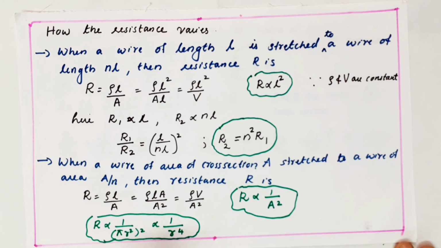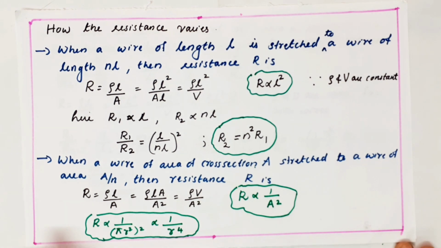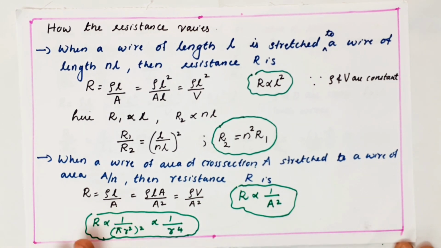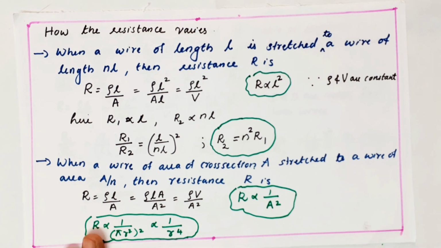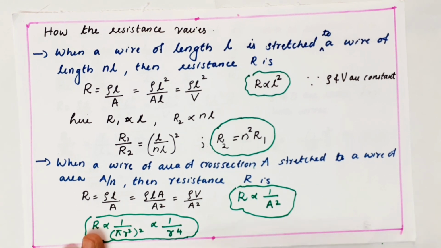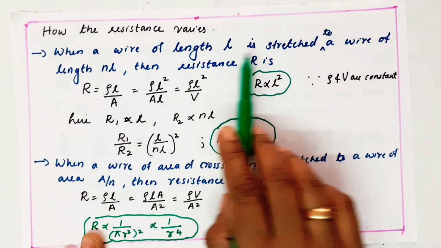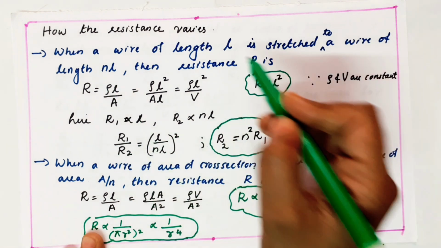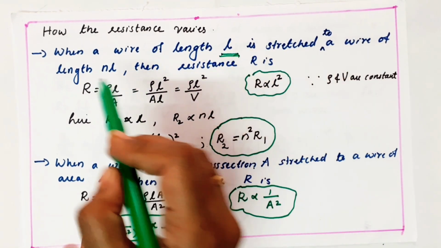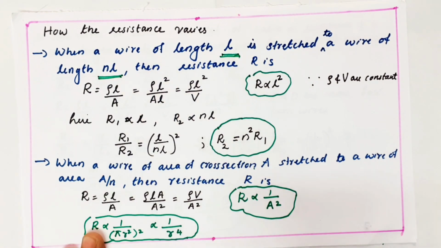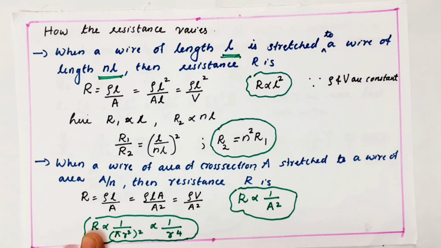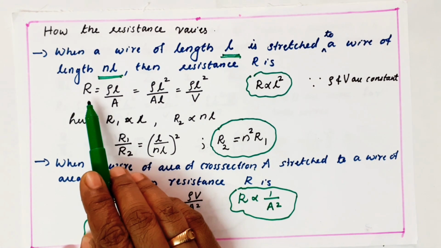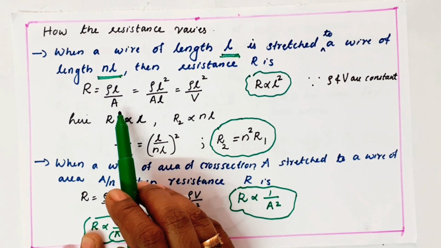Clear? Now, next I'm going for a case. How the resistance varies. Okay, till now I told about what are the factors. But this is a special case. When a wire of length L is stretched to a wire of length NL. So first the length was L, now I am stretching its length to NL. What happens to the resistance? So I used my standard equation, rho L by A.